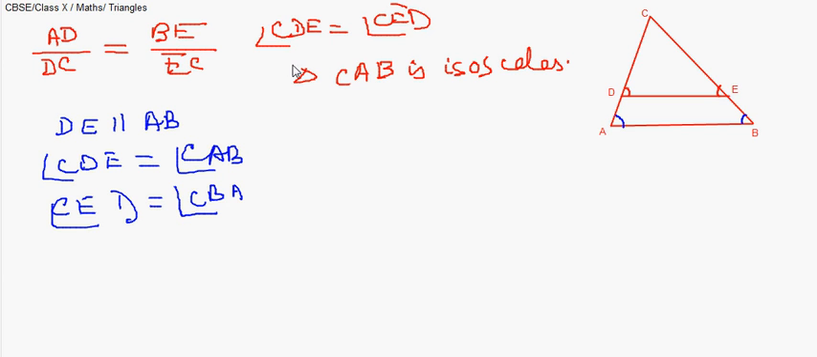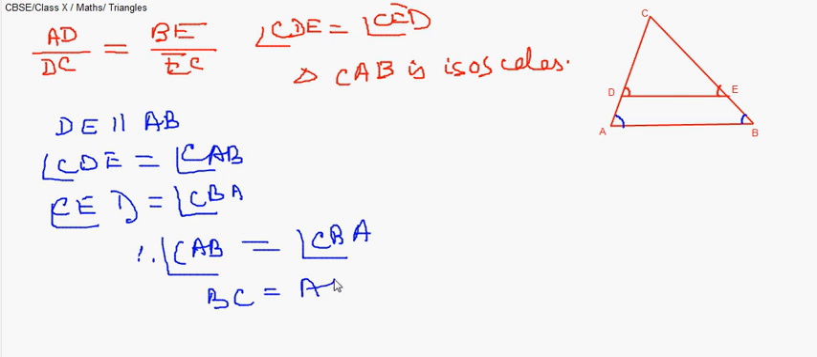But also this part is given that CDE is equal to CED. That means these two are equal. If these two are equal, thereby making angle CAB equal to angle CBA. These are the two blue marked angles. So the sides opposite to these angles become BC equals AC, thereby making ACB an isosceles triangle. That was even very simple.